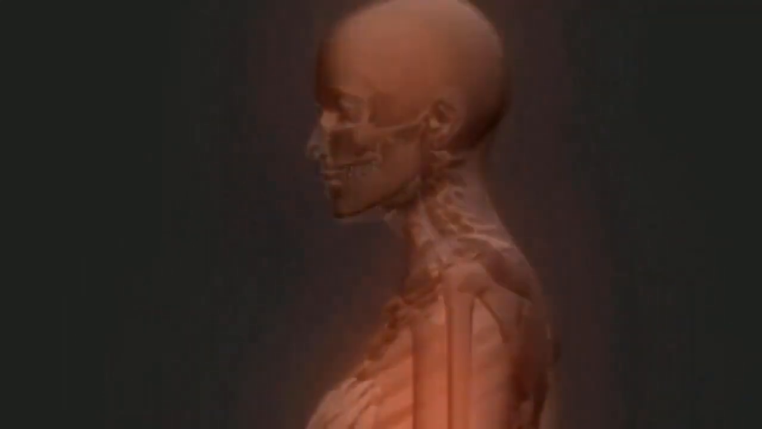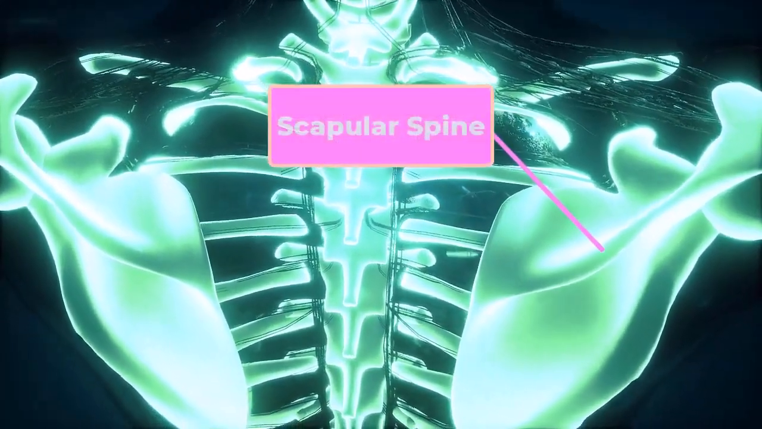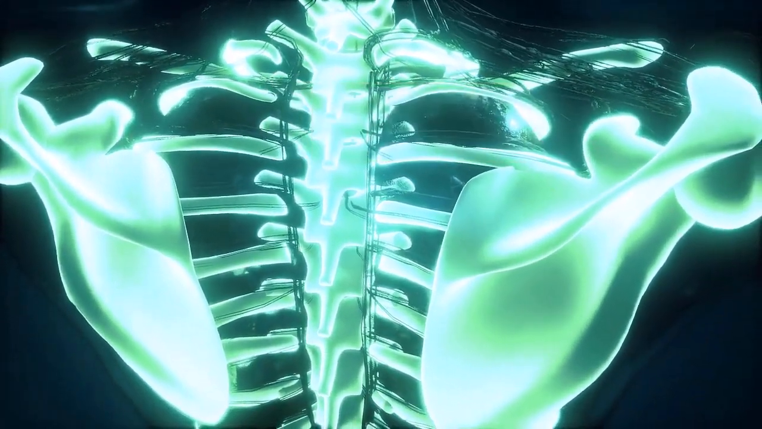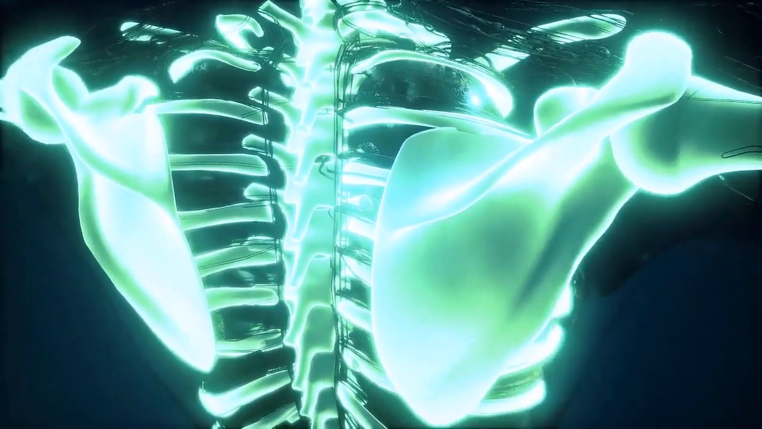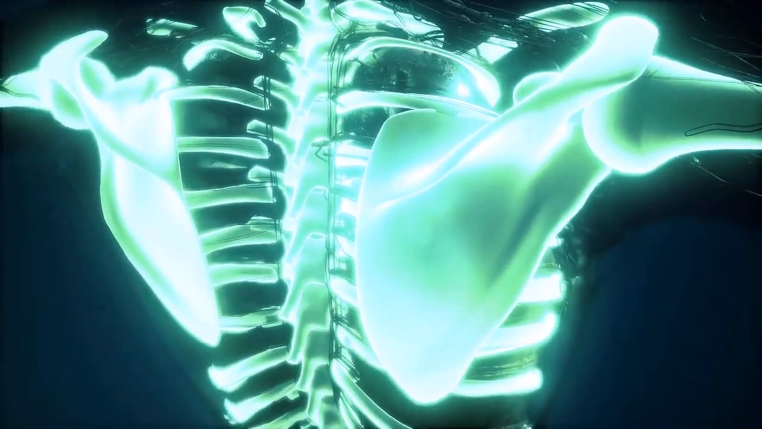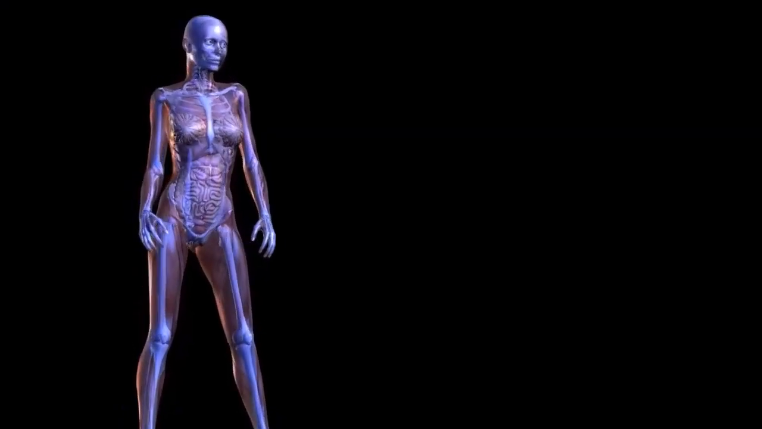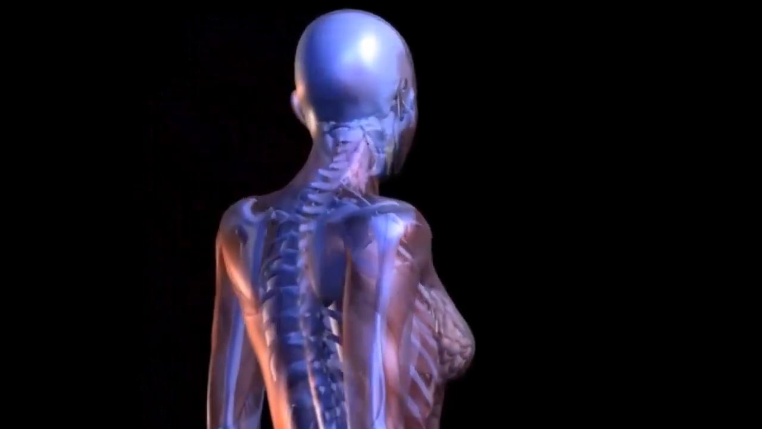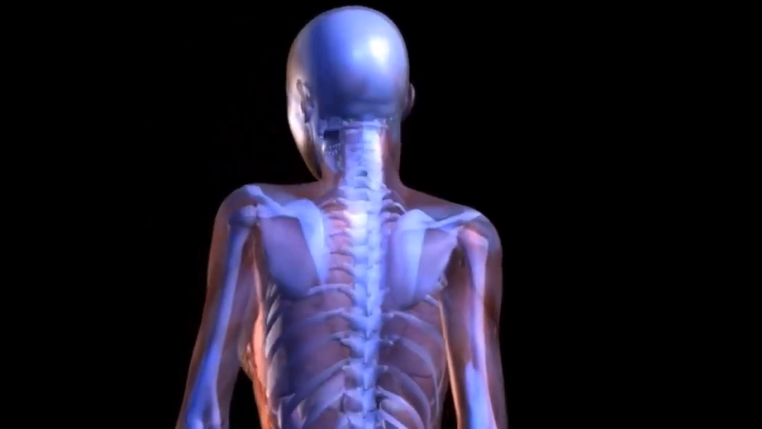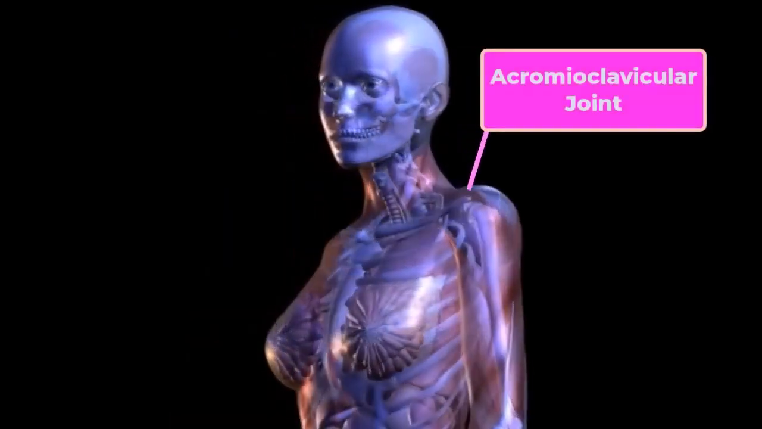chest and arm. On the posterior aspect, the spine of the scapula is a long prominent ridge that runs across the upper portion. Extending laterally from the spine is a flattened and expanded region called the acromial process. The acromion or acromial process forms the bony tip of the superior shoulder region and articulates with the lateral end of the clavicle, forming the Acromioclavicular Joint.